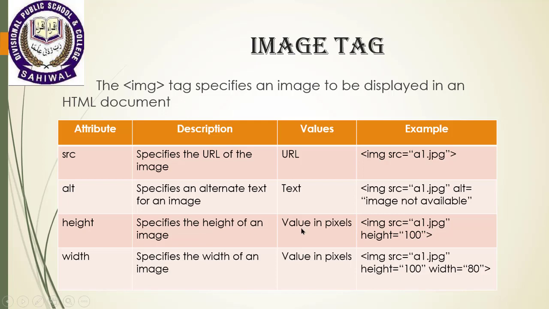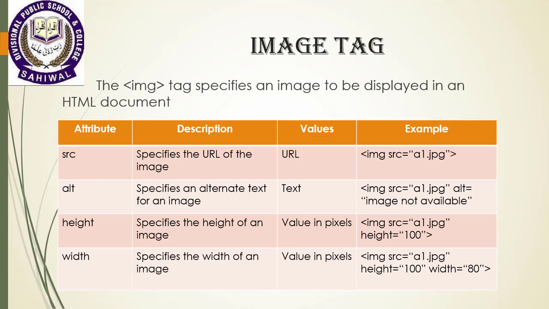Its value should be in pixels. Height is equal to 100. Width specifies the width of an image. Its value should also be in pixels. We can write it as image source is equal to al.jpg, height is equal to 100 and width is equal to 80. So students, we use these attributes in an image tag.